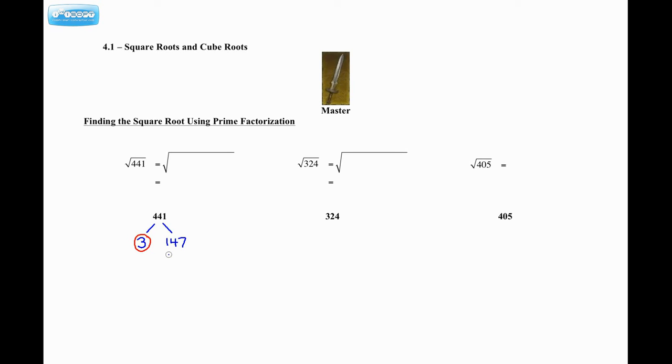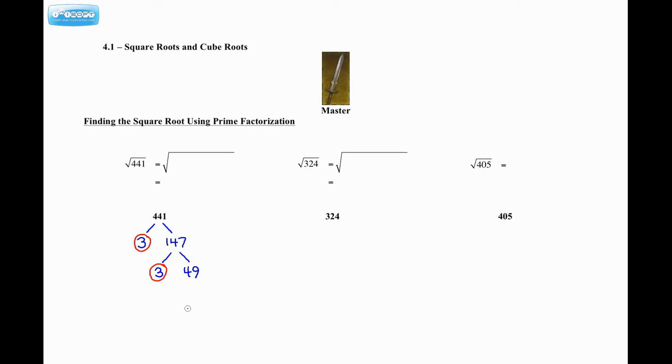147, well, okay, of course it's not even. Is it divisible by 3 again? Well, 1 plus 4 is 5. 5 plus 7 is 12. Okay, so that is divisible by 3. Okay. If you have a calculator, just divide it by 3. If you don't, just do the long division, and you will get 49. Again, 3 is prime, so this tree branch is done.